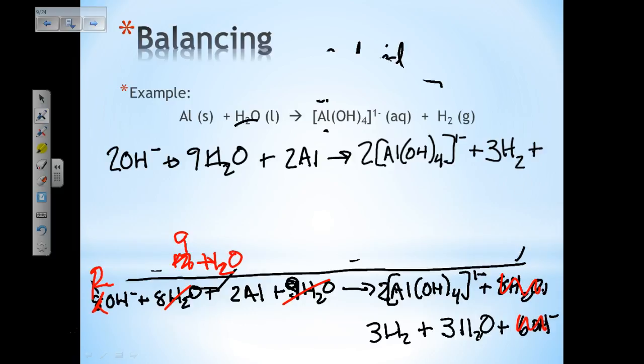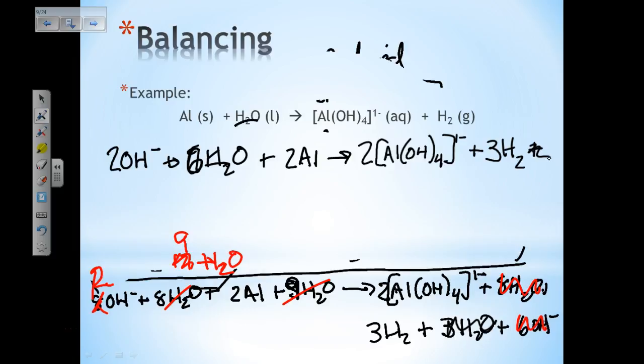Oh look, I forgot this H2O. Oh man, so I'm going to get rid of that H2O. And so now we're down to 6 H2O here, so it's not plus anything else. Okay, so I think that is the balanced chemical reaction.